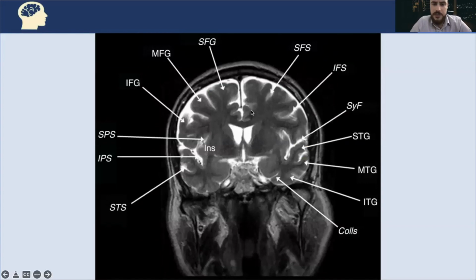This is a coronal section, T2 weighted imaging. The CSF is bright white. And here, this is the coronal section, as I mentioned. This is the superior frontal gyrus. This is the superior frontal sulcus. This one is the middle frontal gyrus. This is the inferior frontal sulcus. This is the inferior frontal gyrus. Then we finished the frontal lobe. This is the Sylvian fissure.